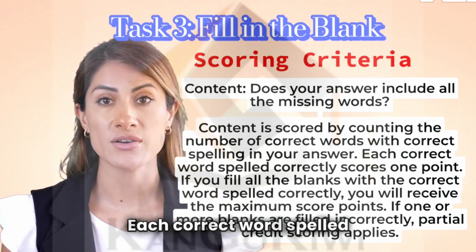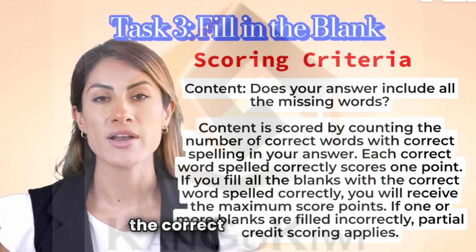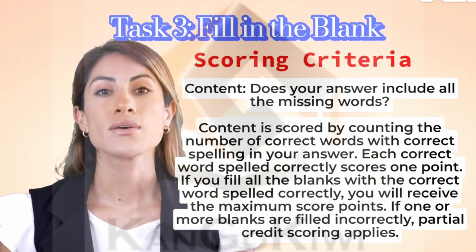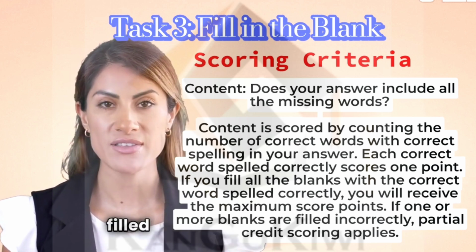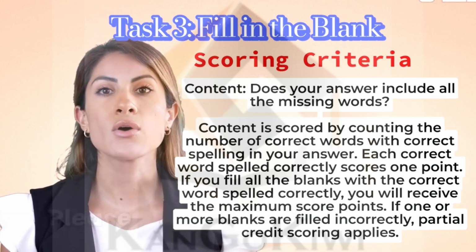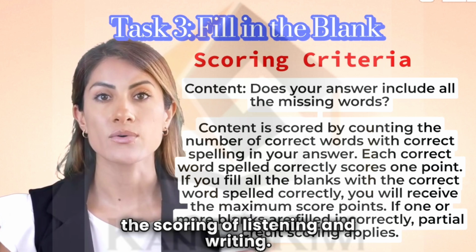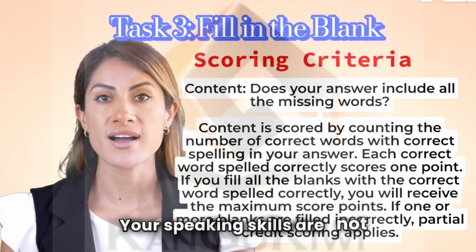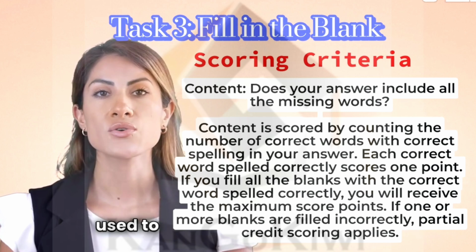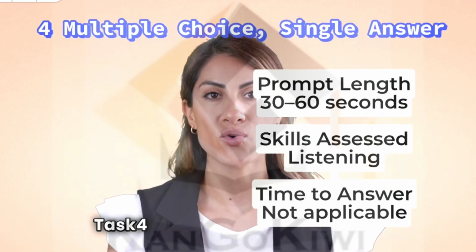Each correct word spelled correctly scores 1 point. If you fill all the blanks with the correct word spelled correctly, you will receive the maximum score points. If one or more blanks are filled incorrectly, partial credit scoring applies. Please note that this question type affects the scoring of listening and writing. Your speaking skills are not tested by this question type, and your reading skills are only used to read the instructions and the transcription.